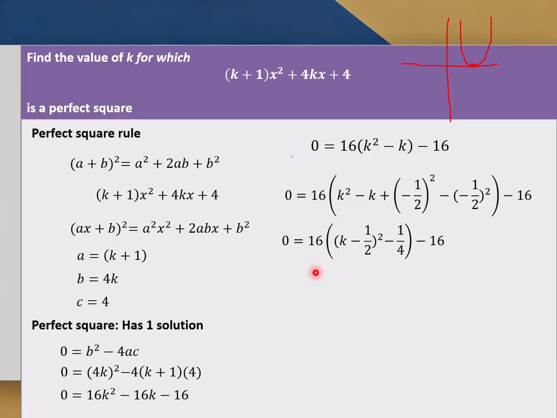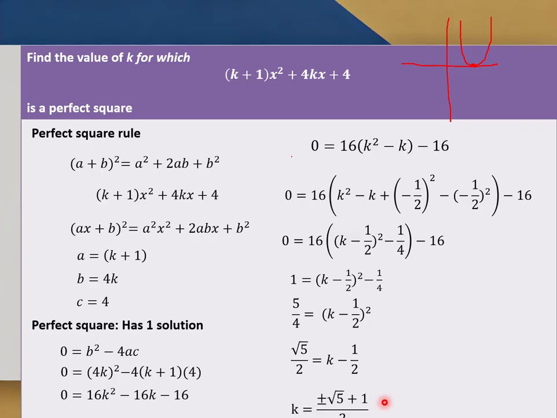So I don't need to get rid of all the brackets the normal way. I can just get rid of it slowly by getting things to the other side now. So the next step here is we've got 1 is equal to k take away a half in brackets squared, take away 1/4. So I'll get the quarter to the other side, so I'll plus it, and then I'm going to square root. So that will give me the square root of 5 over 2. Just remember this square root will be plus or minus is equal to k take away a half, and then I add a half, which gives me a plus or minus square root 5 plus 1 over 2.